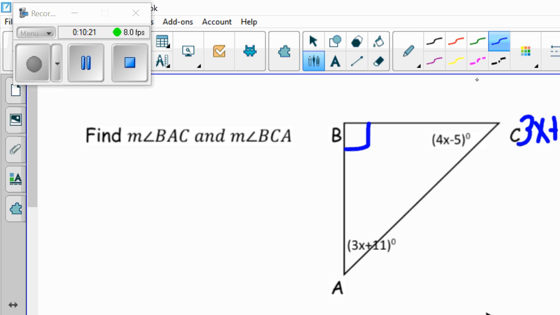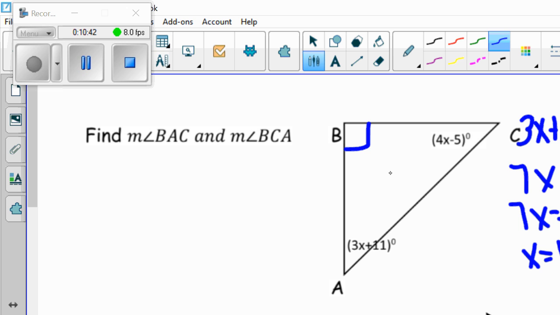Combine like terms, so 4x and 3x gets me 7x. 11 minus 5 gets me plus 6 equals 90. Subtract 6 from both sides, so I get 7x equals 84. Divide by 7, 84 divided by 7, x is equal to 12. So now I just need to plug that in.